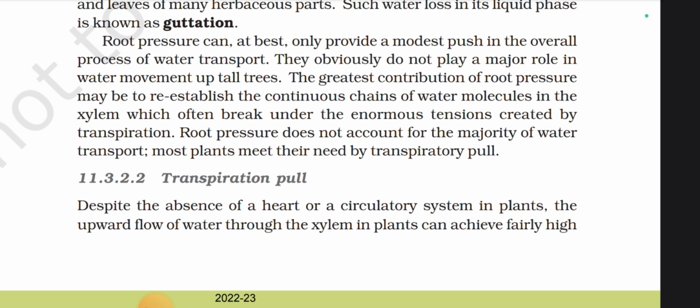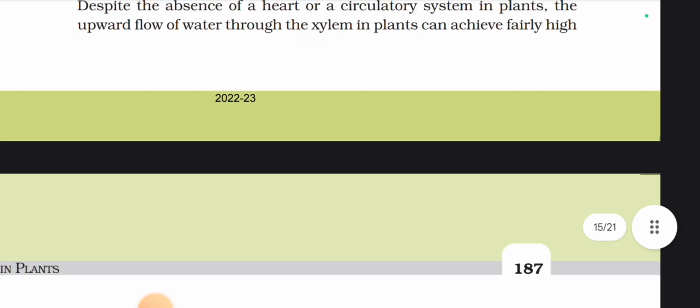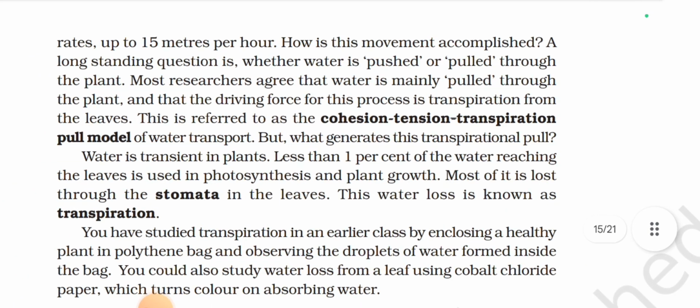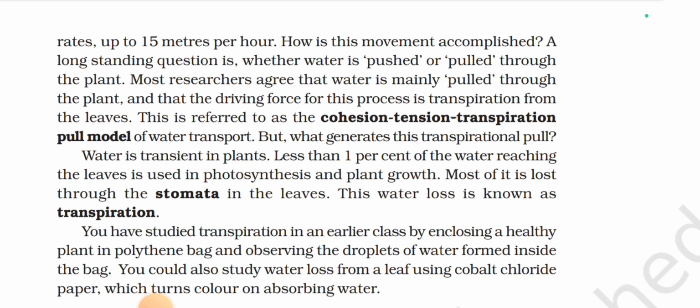अब आते हैं transpiration pull. Despite the absence of a heart or circulatory system in plants, the upward movement of water through the xylem in plants can achieve fairly high rates, up to 15 meters per hour. However, how is this movement accomplished?